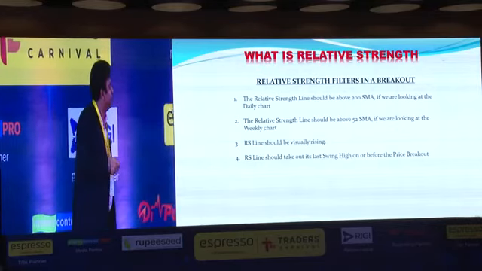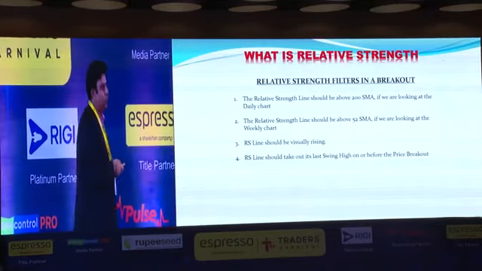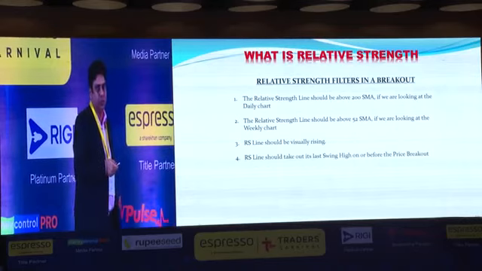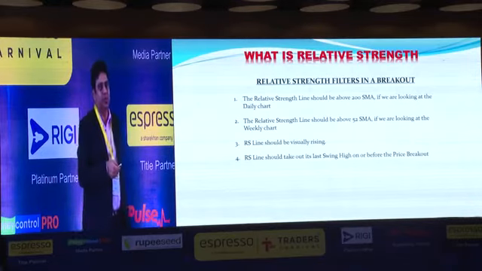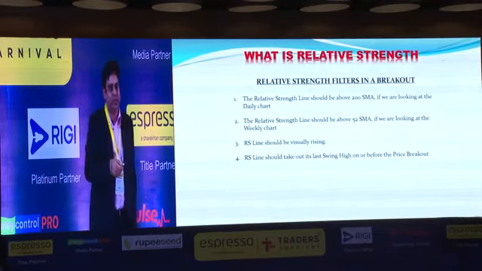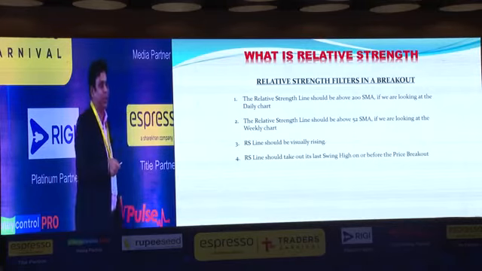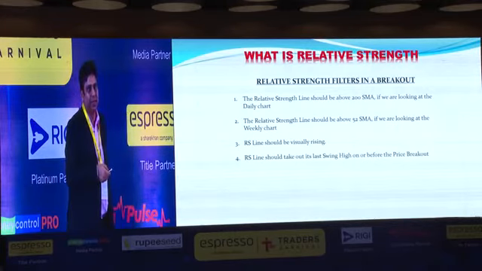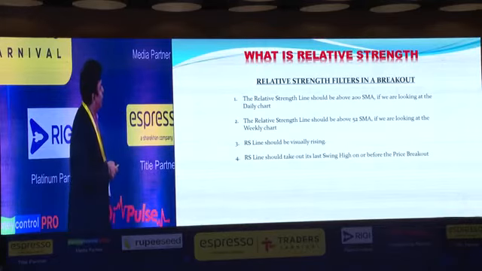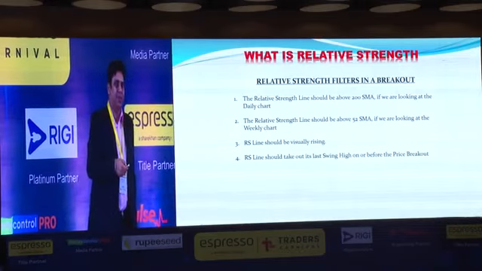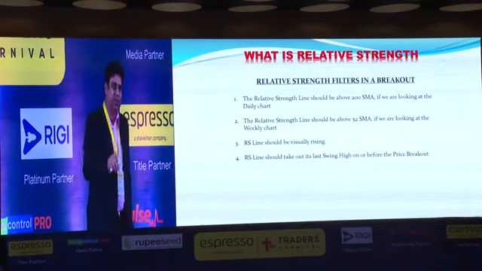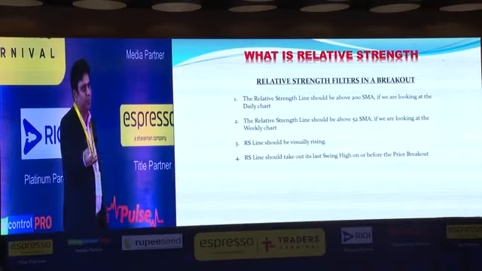I follow a simple concept. For the purposes of my breakout, I will show you this with the help of charts also. My relative strength line should be above a 200 simple moving average, which will be plotted on the relative strength line, if we are looking at the daily charts, as a filter for a positive bias. If we are looking at the weekly charts, I will plot a 52 simple moving average on the relative strength line, not on the price chart. And if it is above that, my bias is initially bullish.